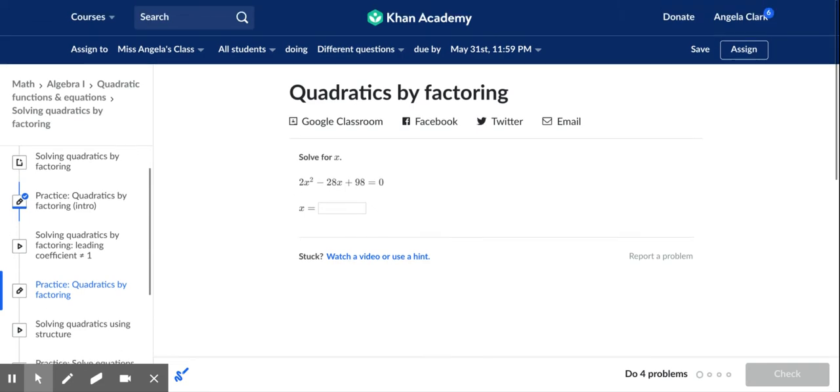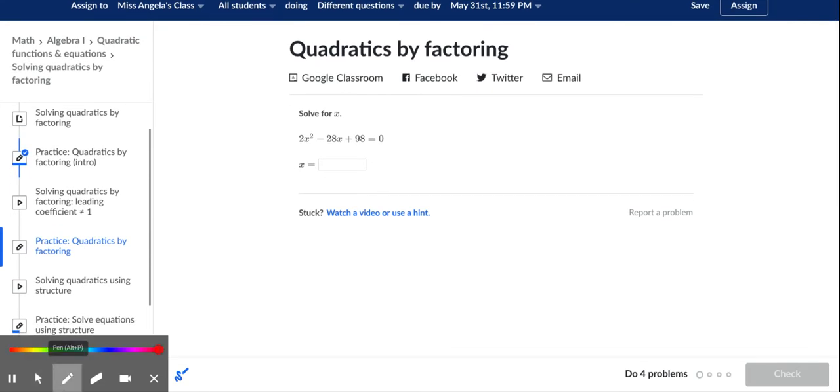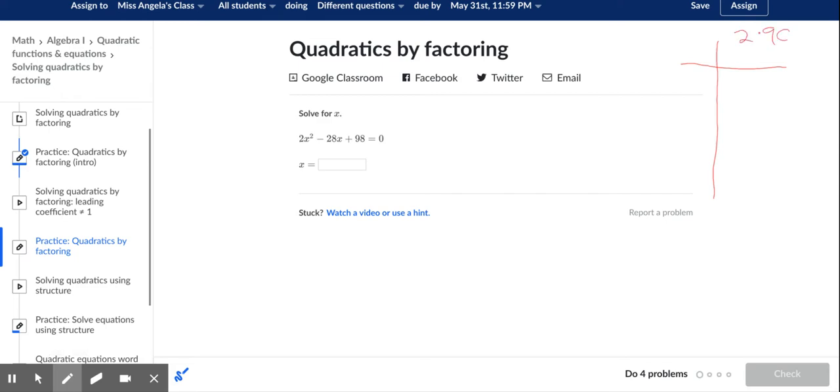So the first thing we're going to do is we're going to find two things that multiply to 2 times 98. That's our AC, remember? A, B, C. So we need things that multiply to 2 times 98, which is 196. So we need two things that multiply to 196 and add to negative 28.